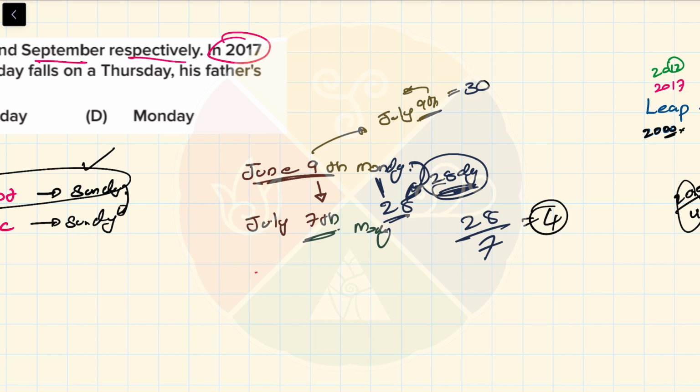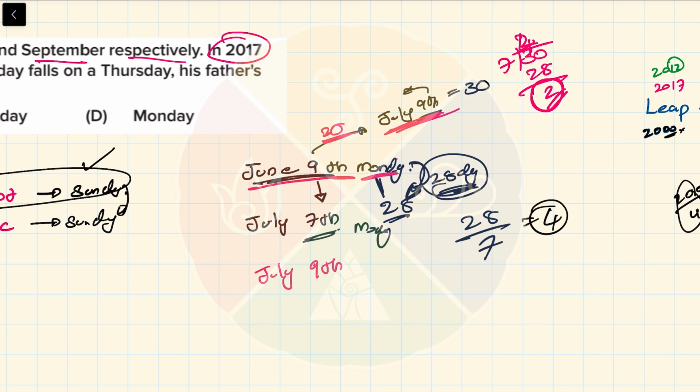On the contrary, if I'm taking July 9th, that is basically from June 9th I have to cross 30 days to reach July 9th. If I divide 30 by 7, 4 times 28, balance will be 2. 2 odd days will be coming. So to this Monday, I have to add 2 days. Monday, Tuesday, Wednesday. So July 9th is going to be a Wednesday. That's how you actually find the difference between days.